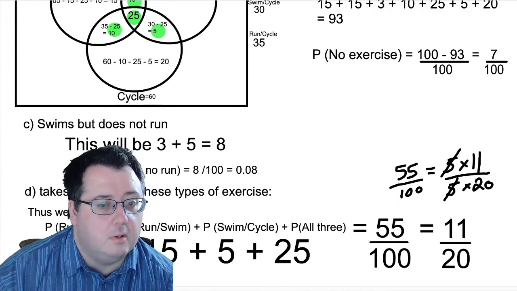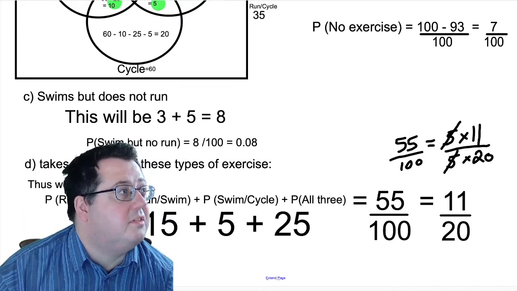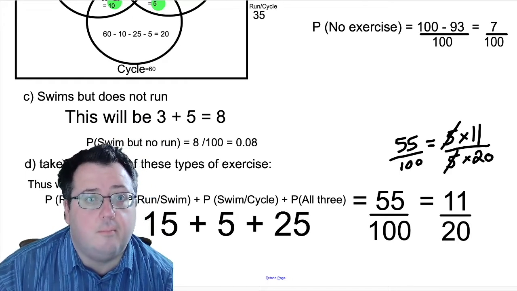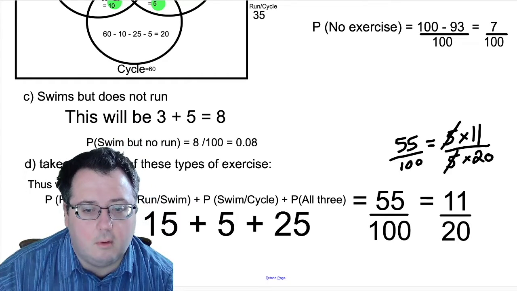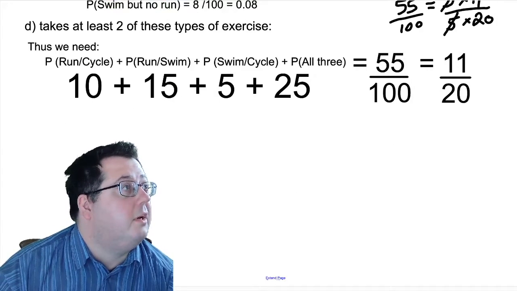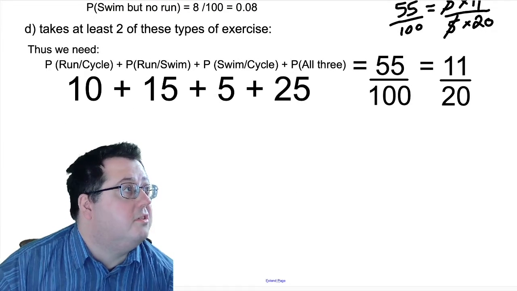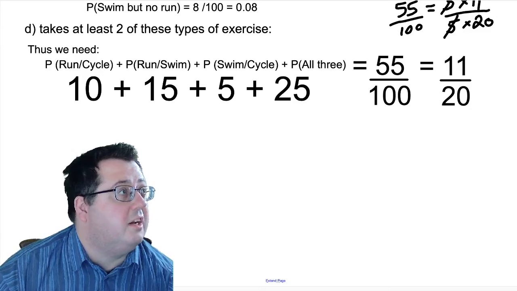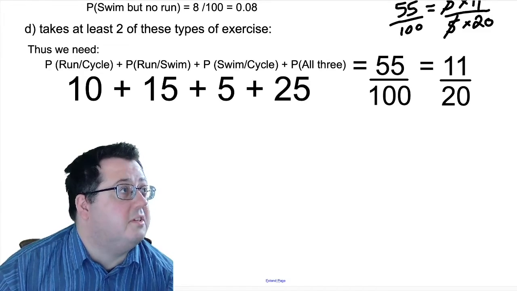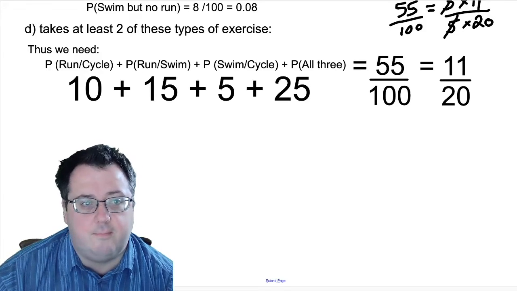Okay. So I'll just scroll that down so you can see. Okay. 2 of these types of exercise, running and cycling, running and swimming, swimming and cycling, and all 3, 55 out of 100 or 11 over 20. Okay.